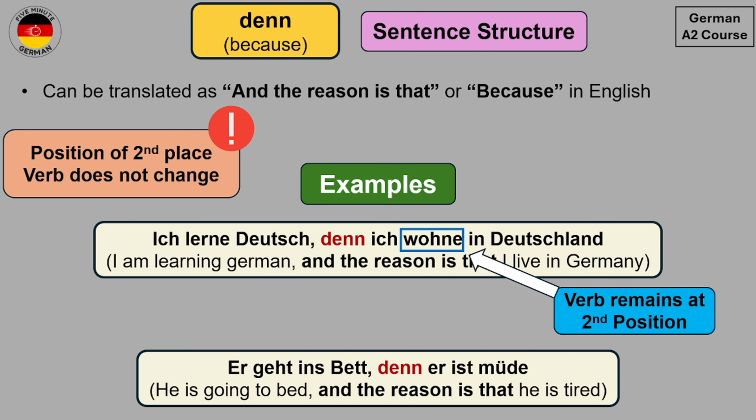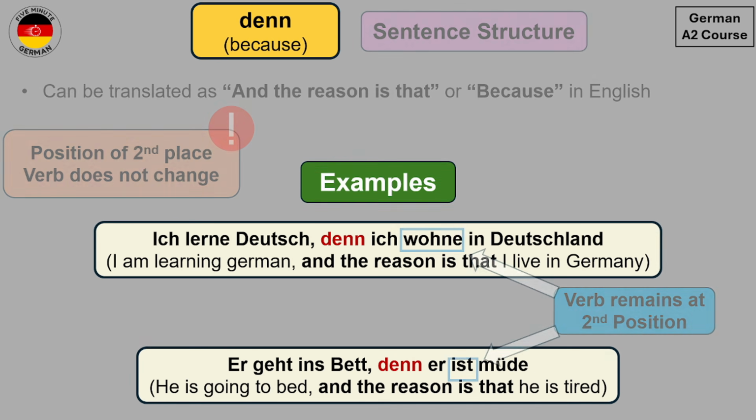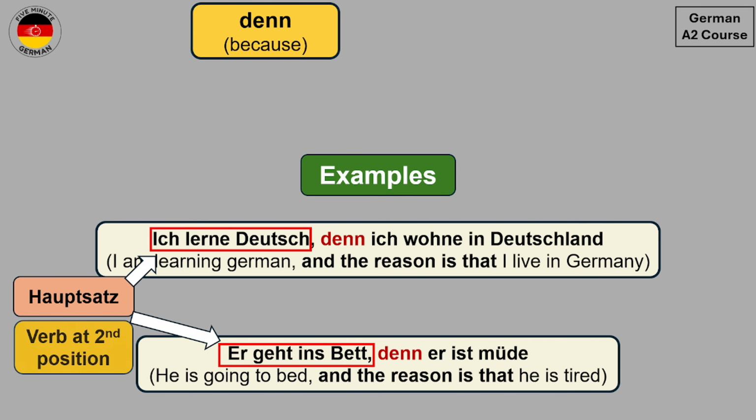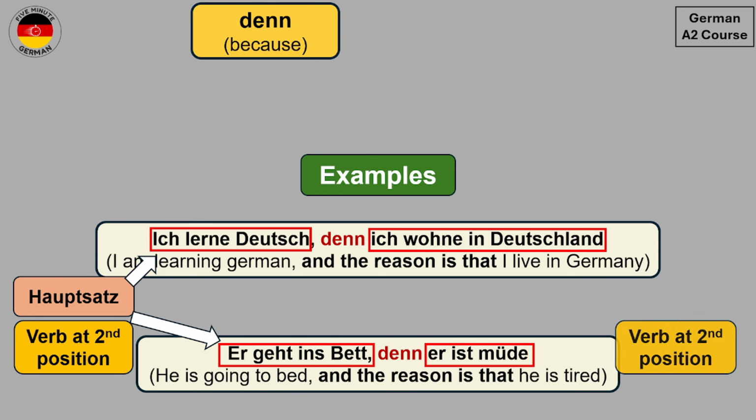Now in this sentence, again you see that the verb remains at second position. So this is an important difference between denn and weil. Now if we take a look at both of these sentences, then we see that the first part is the Hauptsatz because the verb is at the second position. And in the second part, the verb is also at the second position. So this is also the Hauptsatz and not the Nebensatz.